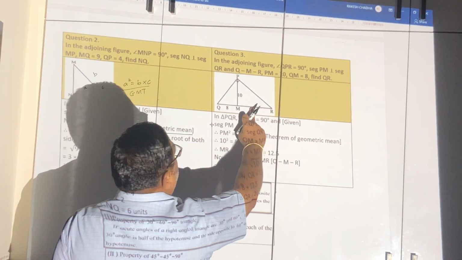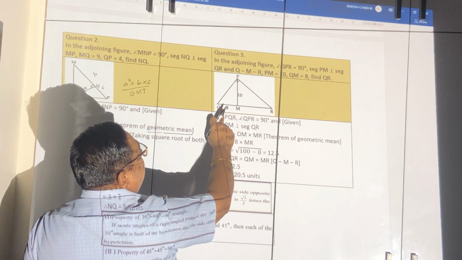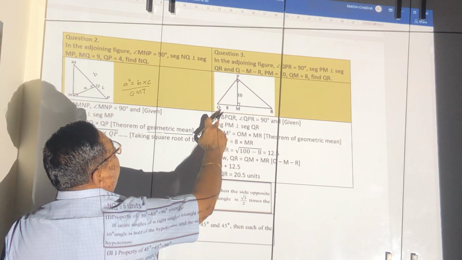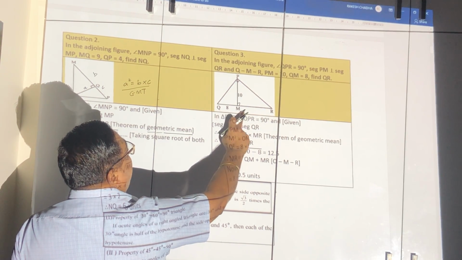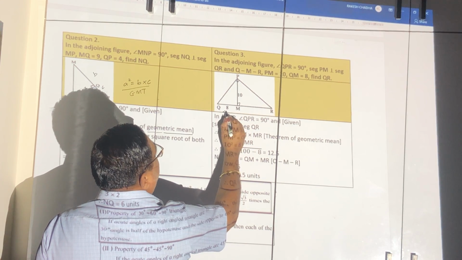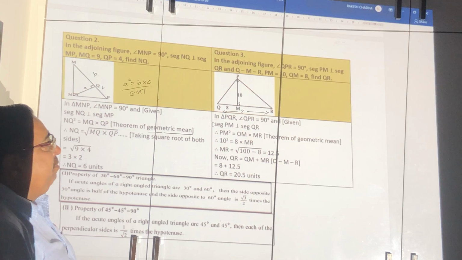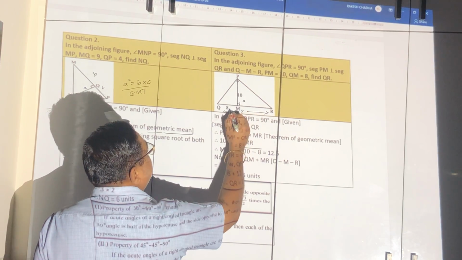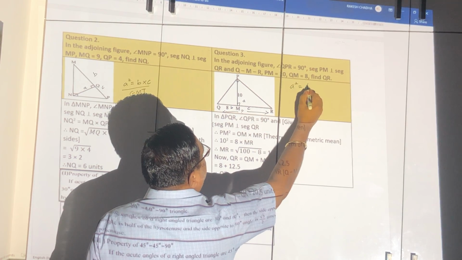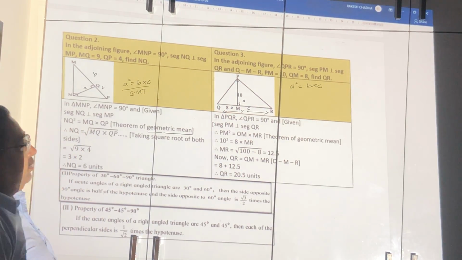In this, we are having 90 degrees, okay? And we are having the perpendicular. So this is perpendicular. And we are having QM is 8 and MR is not given. We have to find QR. We have to find total. How much is the total? Okay? Remember, my friends, I can explain to you A, B, C. And what I will do, A square is B into C. Okay? This is how we do.